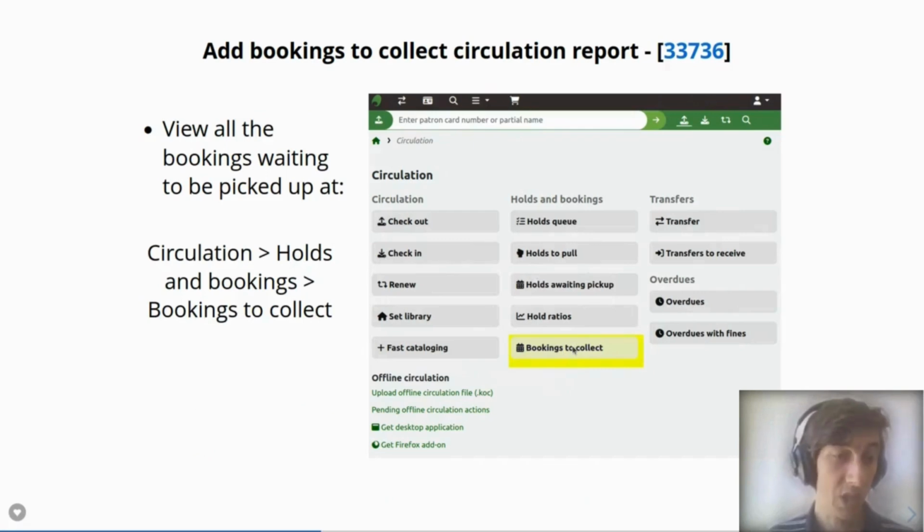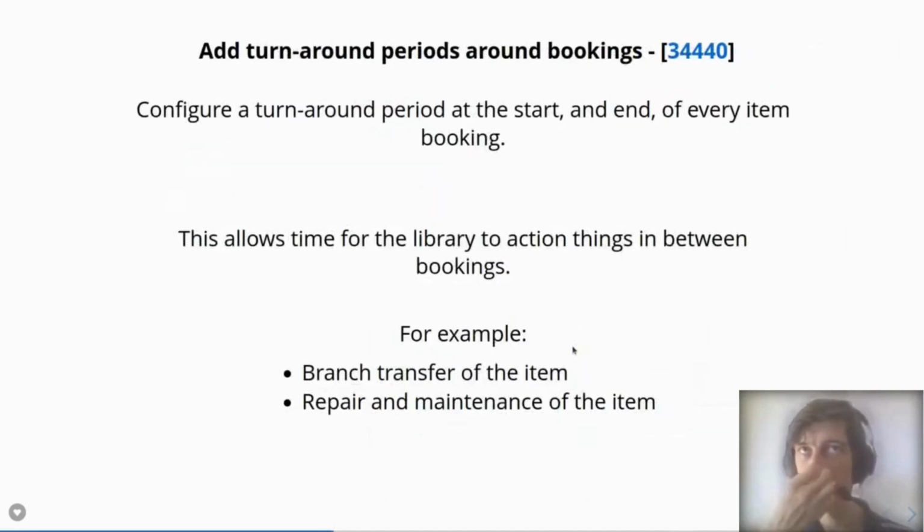And a third enhancement to bookings in 24.11 is to add turnaround periods around a booking. So what we mean by turnaround periods is a section of free time at the start of a booking and the end of a booking to let the library do some things. For example, transfer the item from one library branch to another, or maybe you want to schedule in repair and maintenance of the item between bookings. Until 24.11, you could have one booking immediately followed by another with no time in between for the library to do anything, and that got very messy.